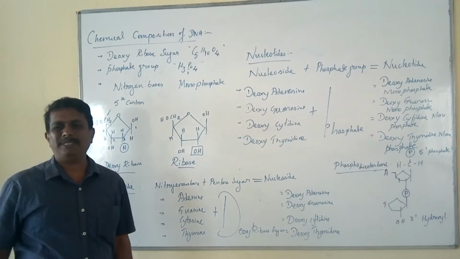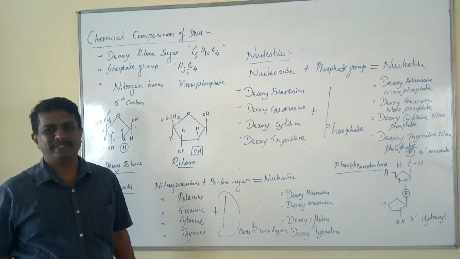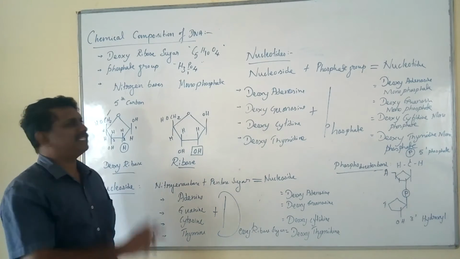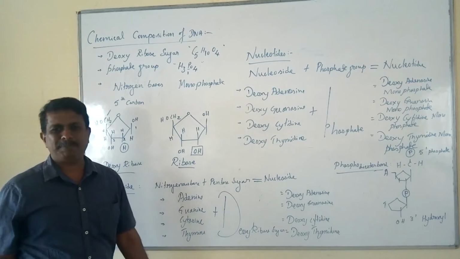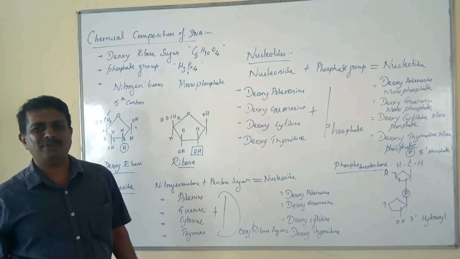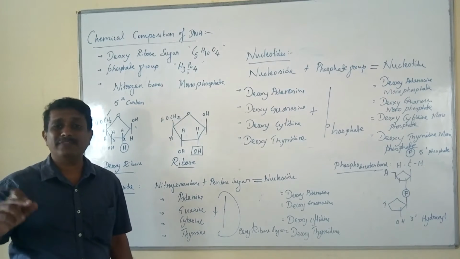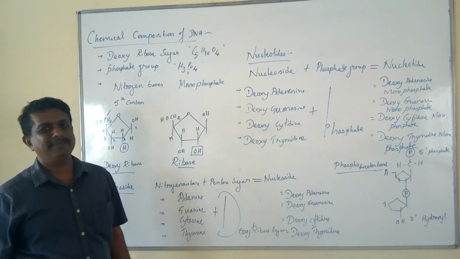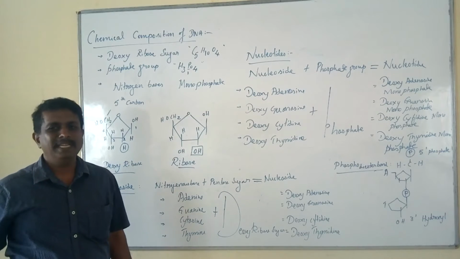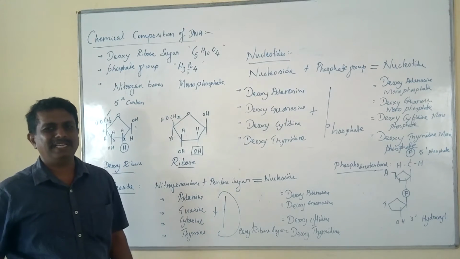It is responsible for the exhibition of acidic nature. For the exhibition of acidic nature of nucleic acids, it requires the essentiality of phosphate group. Its chemical formula is H3PO4. It contains 1 phosphorus atom. Because of the presence of 1 phosphorus atom, it is a type of monophosphate derivative. It is responsible for the acidic nature of the nucleic acid.